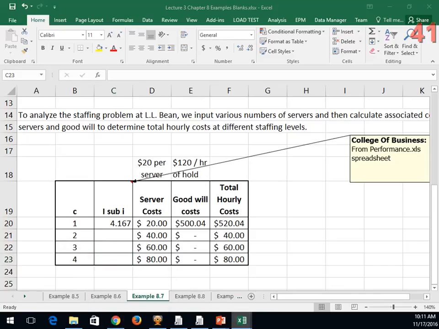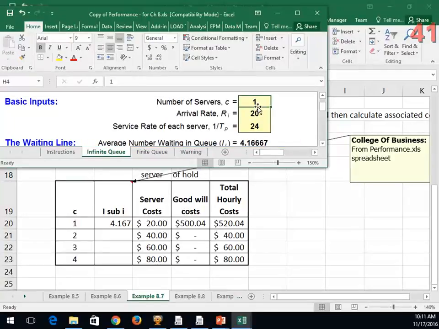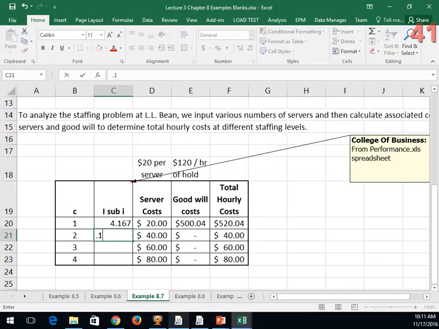So we come back to our copy of performance.xls. We come up here and say, if I have 2 servers, now I only have 0.17507 people that are waiting. So 2 servers times $20 an hour gives me $40 for the cost of service, and my goodwill costs go down from $500 to $21. So clearly at this point, we're still in a winning situation. By hiring an additional server, I'm going to save that goodwill cost.